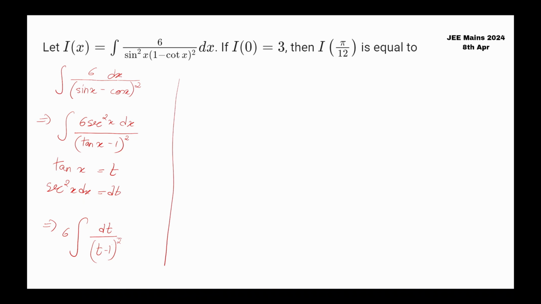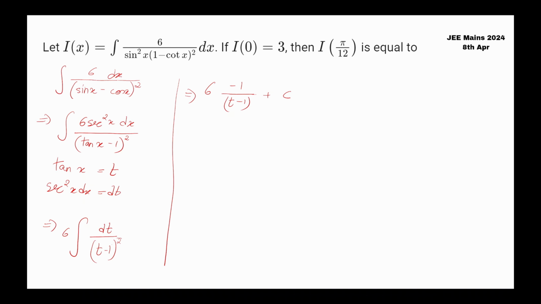Now how can this be written down? This can simply be written down as 6 times of 1 upon t minus 1 cube, and I would have minus 3 as well, minus 2. Sorry, this wouldn't be cube, this would just be minus 1, and I would also have a minus 1 multiplied above. This is what I'm going to get as my integration. Plus there would be a constant of integration as well.